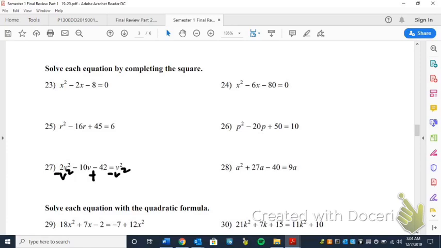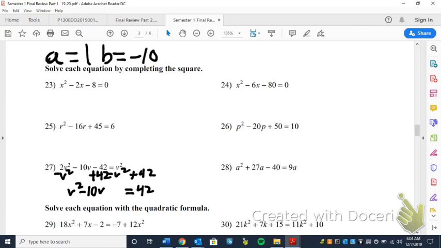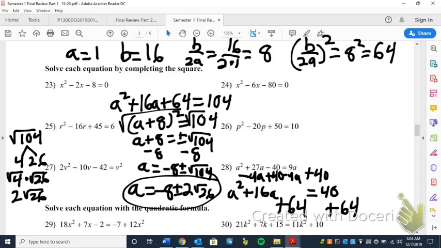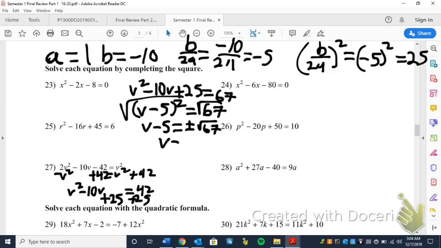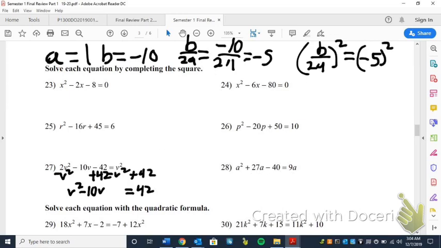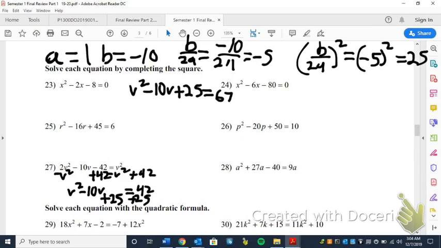Subtract v squared, add 42 to both sides, and that gets us in the position we need to be in to complete the square. A equals 1, B equals negative 10, so B over 2A equals negative 5. B over 2A squared is 25. So we're going to add 25 to both sides. And we get v squared minus 10v plus 25 equals 67.